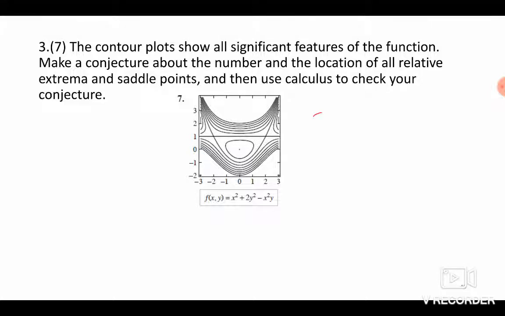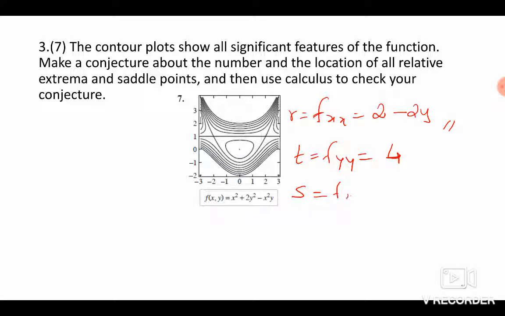Now I'm writing the second derivatives. What is the second derivative? Fxx from the first derivative, when you continue to differentiate, we call it r. This is 2 minus 2y. So this is our r. And t, f double y. Differentiate fy again with respect to y. So you get 4. y will be 1 and then x is 0. So this is t. Next is s, fxy or fyx, anything.